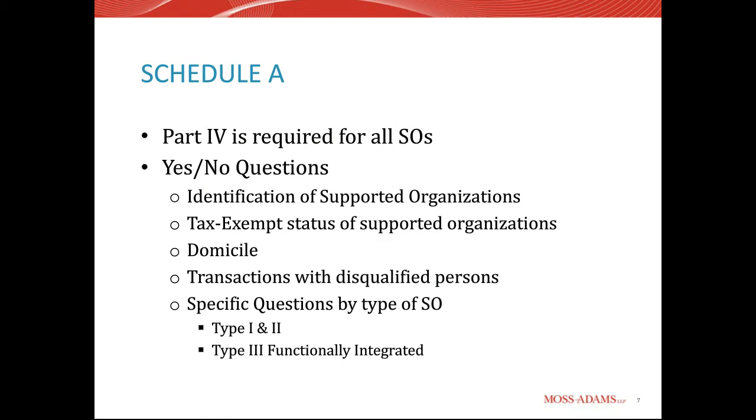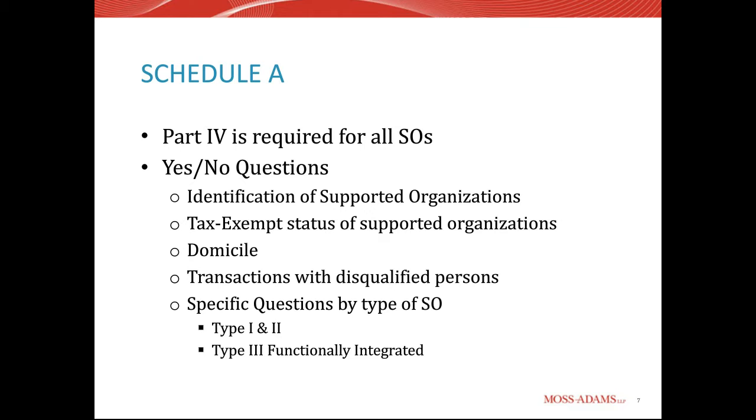For Part 4, this is now required for all supporting organizations. It does have 5 sections of yes-no questions. So if you got a bunch of questions this last year from your accountant asking you about your relationship with your supporting organization, supported organization, and how you're functioning, that's why. Part 4 is required for all supporting organizations, but not all sections of Part 4 are required for everybody, so it does get a little bit confusing. Section A is the only section that's required for all supporting organizations, regardless of the type.